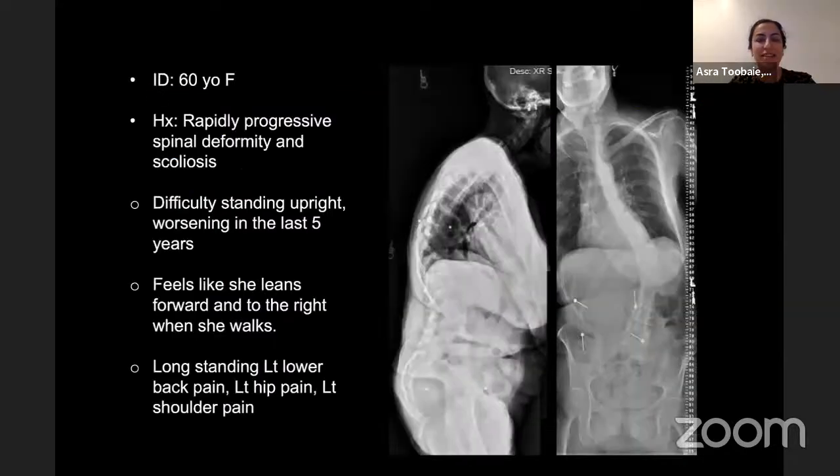Okay, this is a case of a 60-year-old female. She presented to us with rapidly progressive spinal deformity. Basically, her main complaints were difficulty standing upright and feeling of leaning to the right side. Her symptoms were getting worse in the last 5 years prior to presentation. She also had some lower back pain and left-sided hip pain and shoulder pain.